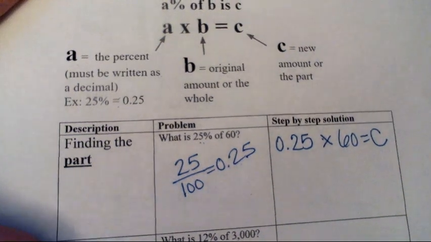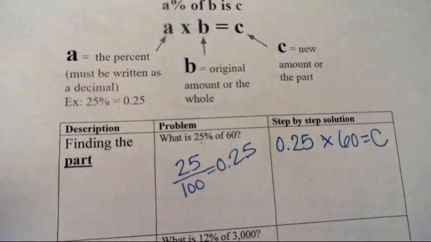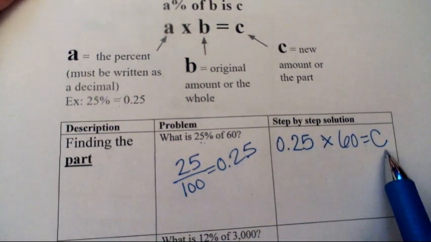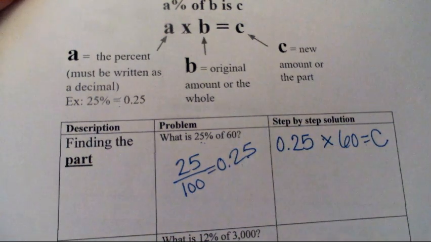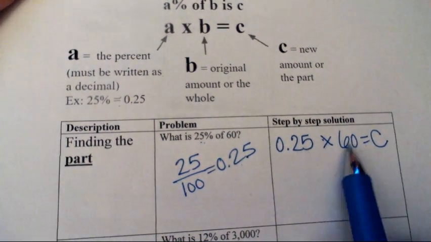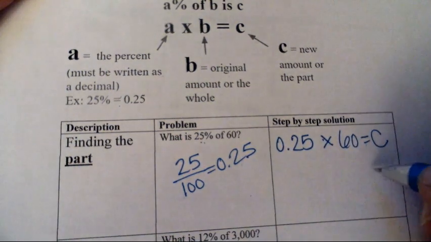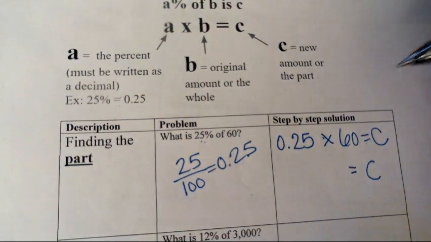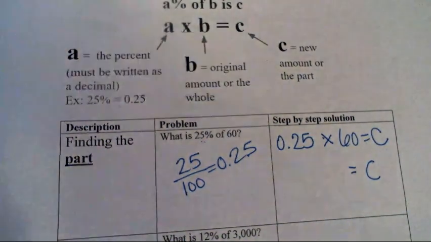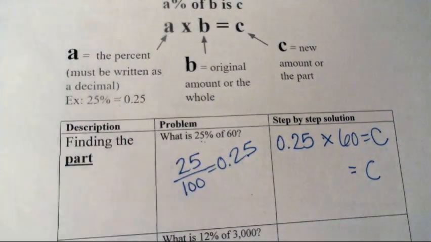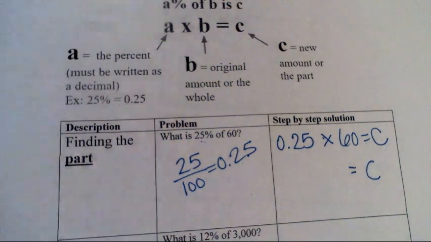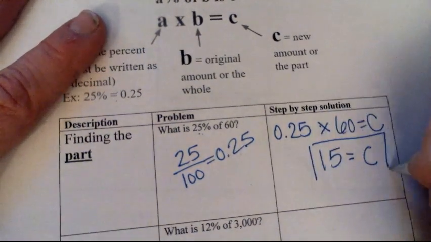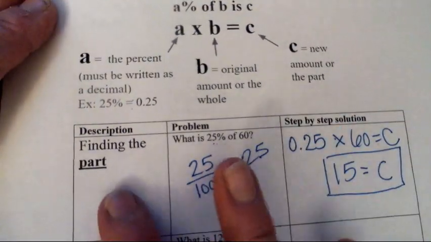So it's important that we start with the equation. We're learning pre-algebra at the same time as percents. Equations have an equal sign and a variable. So we have to write the equation out like that. Finding the part is the easiest equation to solve because we just multiply the two parts together, and that's what C equals. So I use my calculator. 0.25 times 60 is 15. Okay, so that's how you find the part.